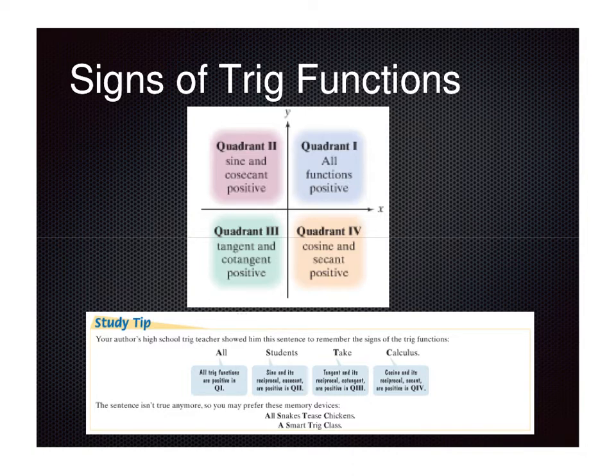So again, it says it here, starting with the first quadrant, all students take calculus. So A, S, T, C. And that tells you which one is positive in each quadrant. Remember, if sine is positive, its reciprocal, cosecant, is going to be positive as well. So this just tells us about the 3 basic ones, but we know that the reciprocals go along with them.